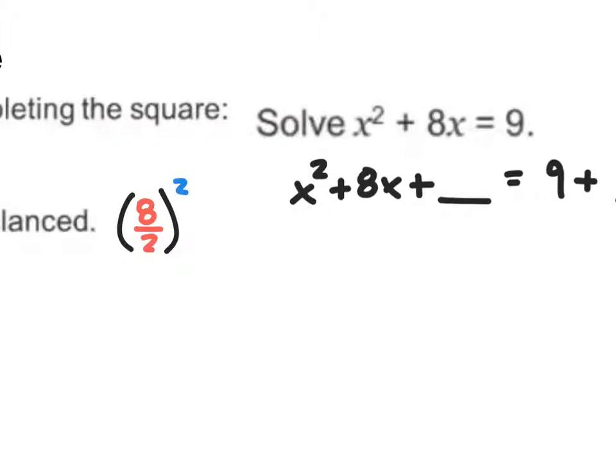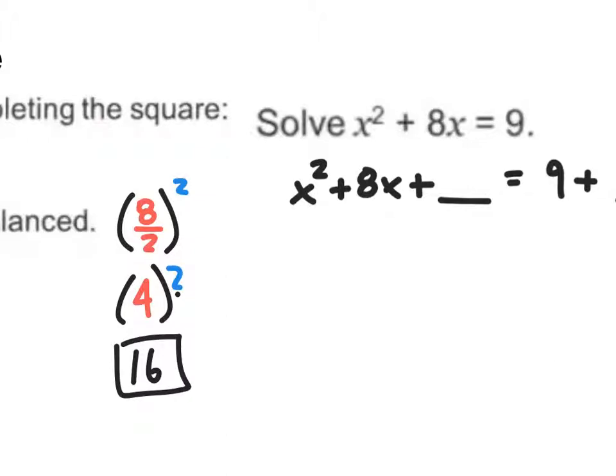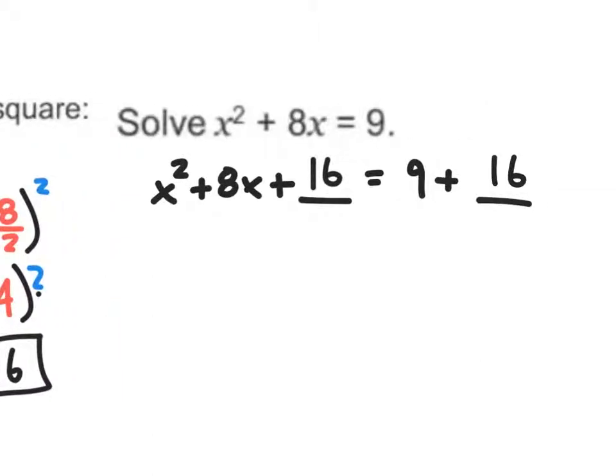Okay, now if I take 8 divided by 2, that's going to end up giving me 4. So I've got the value of 4. That quantity is going to be then squared. And then we get a value of 16. Okay, so this is what's going to go into my blank. All right, so I've got 16 on this side, and then I'm going to add 16 over on this side.